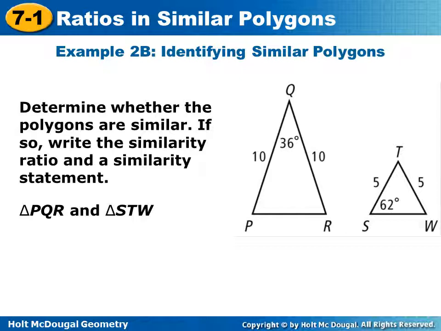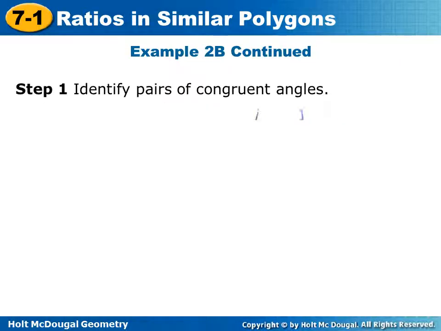For this example, we're going to determine whether the polygons are similar. If so, write the similarity ratio and a similarity statement. So we're looking at triangle PQR and triangle STW. First, we identify pairs of congruent angles. The base angles P and R and S and W are congruent because they are two isosceles triangles.